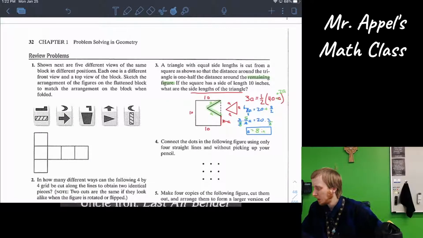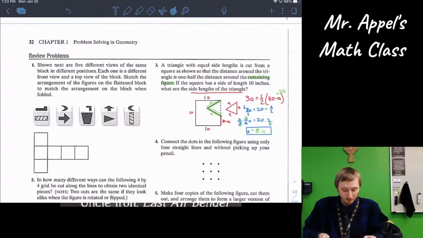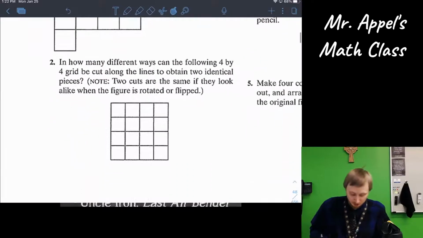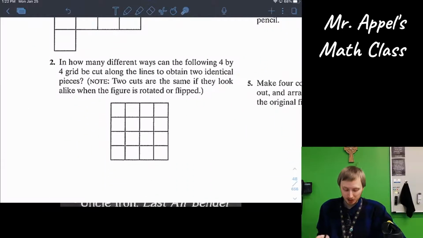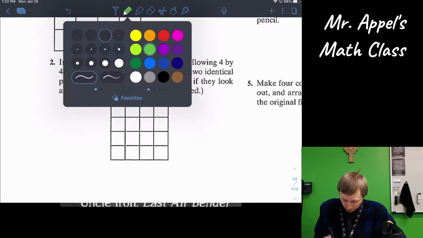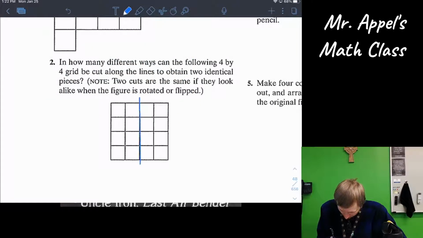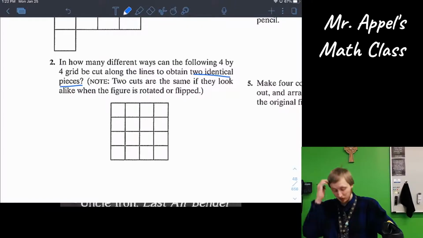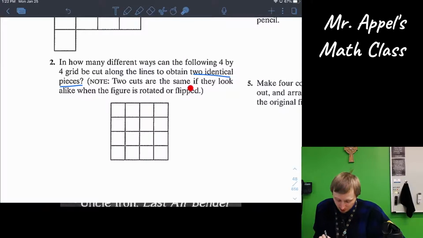Oh, there's a question. Number 2. All right. Let's have a look. Question 2 says, in how many different ways can the following 4x4 grid be cut along the lines, oh, so you have to cut that way along the lines. You can't cut diagonally. That's not allowed. Okay. Along the lines to attain 2 identical pieces. Note, 2 cuts are the same if they look alike when the figure is rotated or flipped.